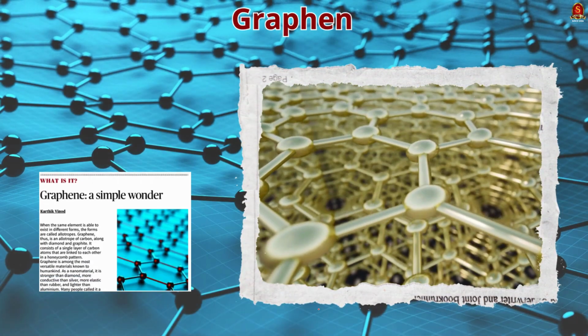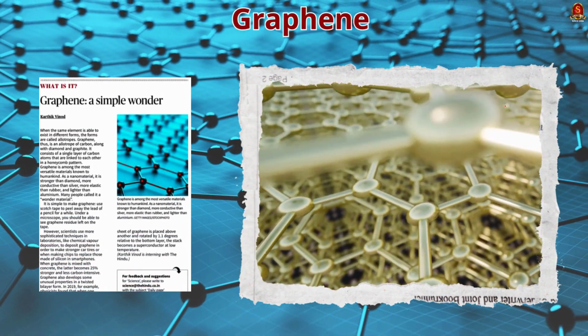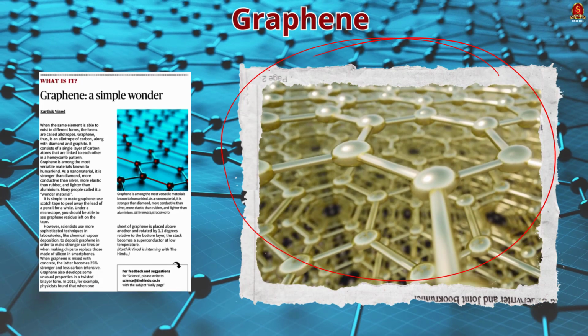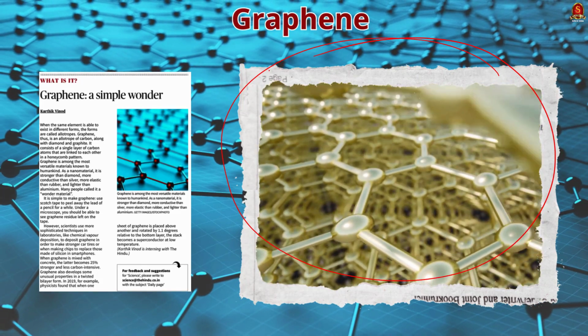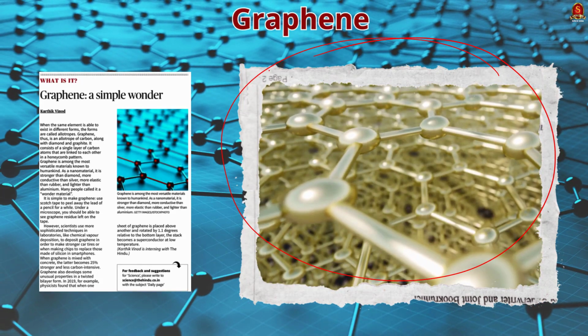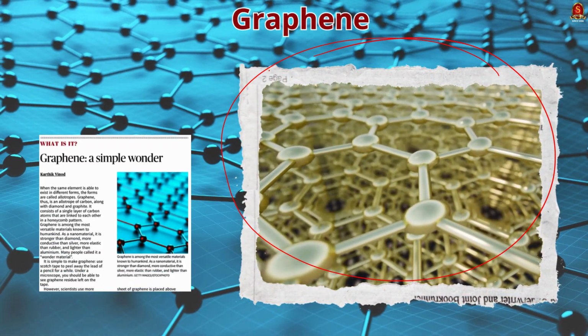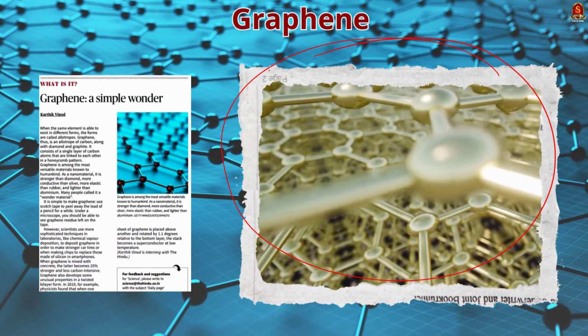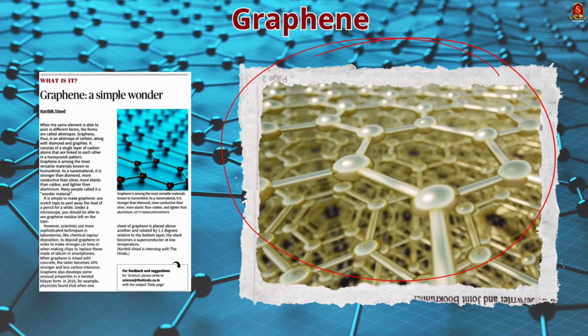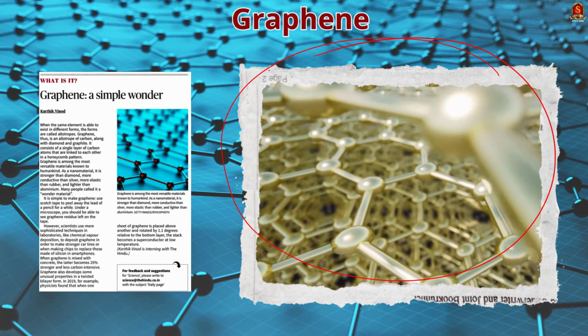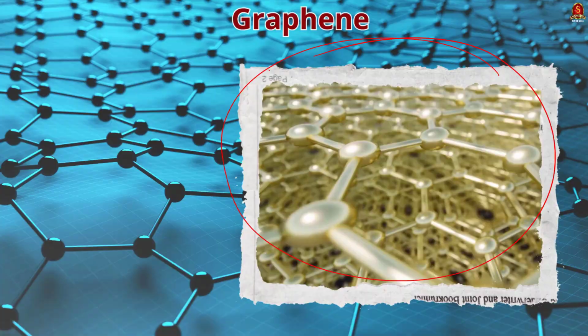Friends, imagine a material so thin that it is almost invisible, yet stronger than steel, more conductive than copper, and flexible enough to be stretched like rubber. It's nothing but graphene. Welcome to the world of graphene, a revolutionary nanomaterial that's about to change the way we live, we work, and we imagine the future.